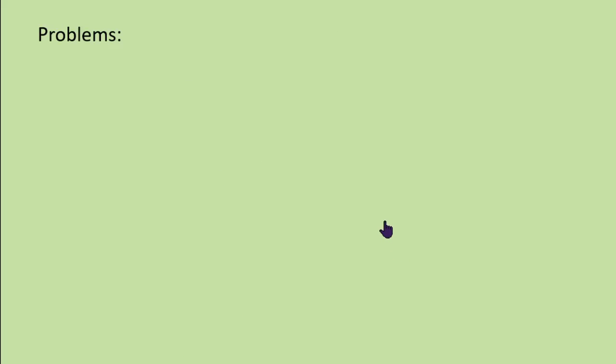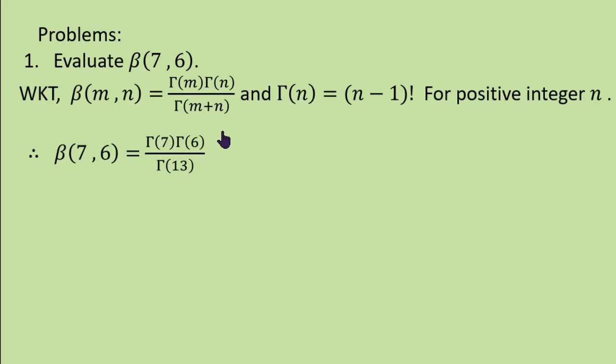Next one, we will discuss some problems in beta gamma functions. In that, the first one is evaluate beta 7, 6 using the relation between beta gamma functions. Beta m n is gamma m gamma n by gamma m plus n, and hence it is gamma 7 gamma 6 by gamma 13. And for the integer value, gamma n is n minus 1 factorial. Therefore, this is 6 factorial into 5 factorial by 12 factorial. Substitute this in calculator, you get 1 by 5544.